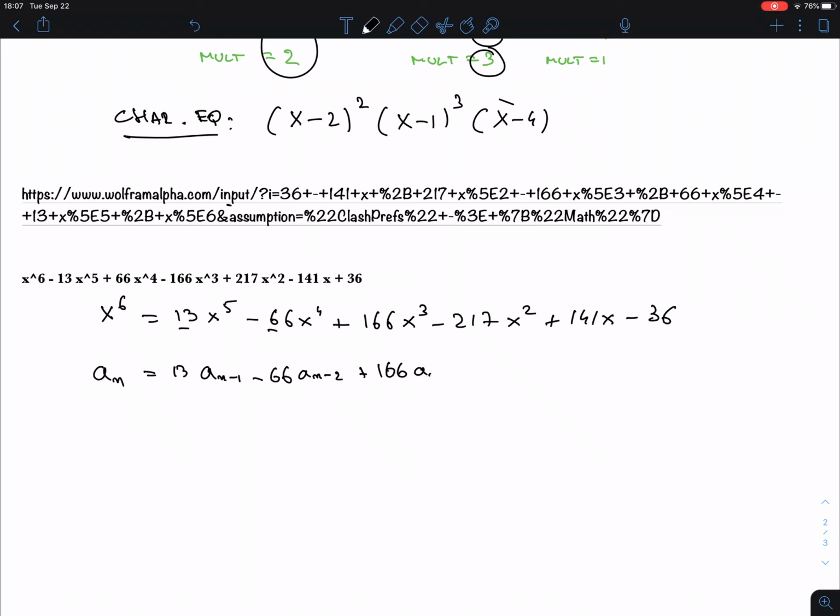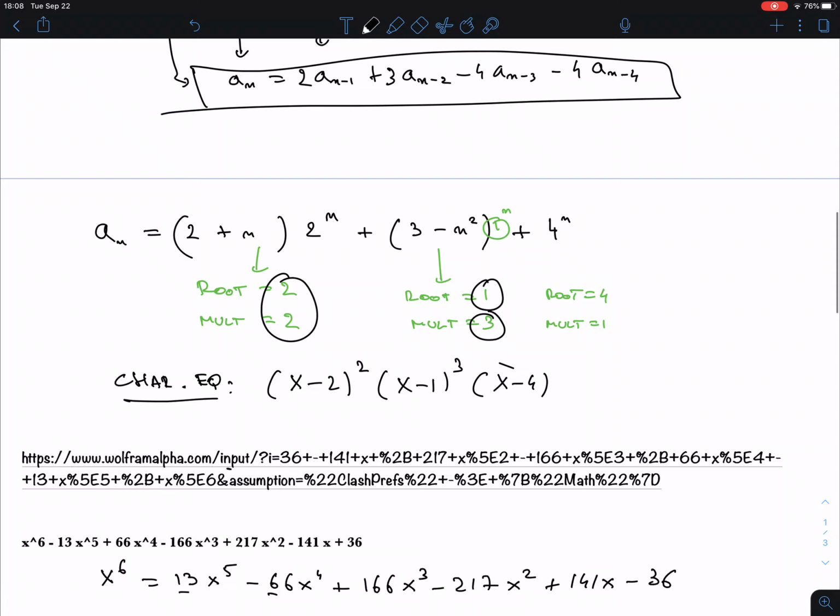And how many times do I go down? Well, as many times as the degree, right? Which would be here 6: minus 36, a_(n-6). So that was a degree 6 recursive relation of this given sequence. Okay, that's what I just wanted to do.